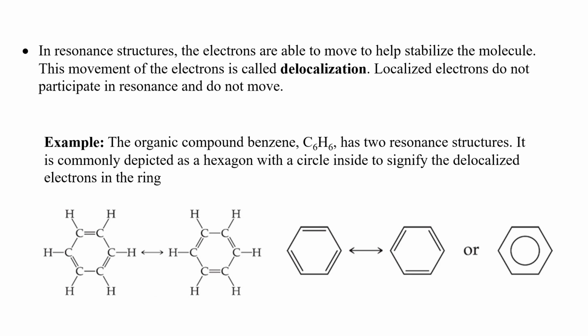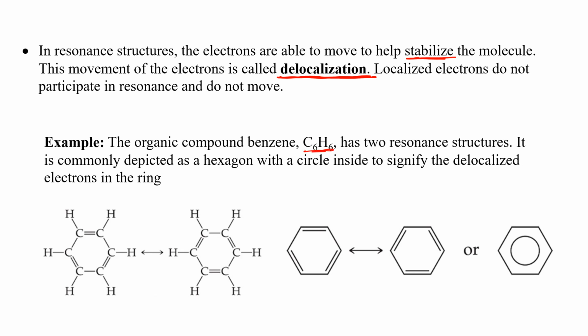Okay, so like I said, resonance occurs because the delocalization of electrons, or the movement or spreading out of charge, stabilizes the molecule. So the electrons that are able to move stabilize the molecule, and this is called delocalization or resonance stabilization.